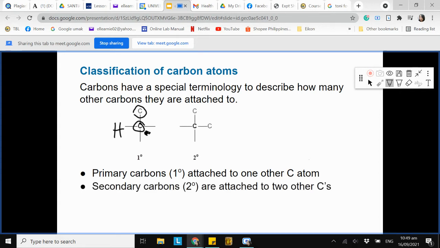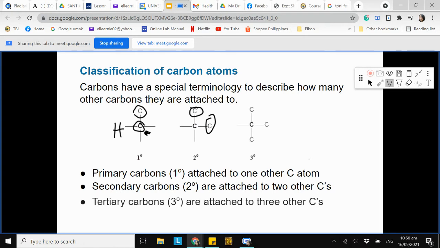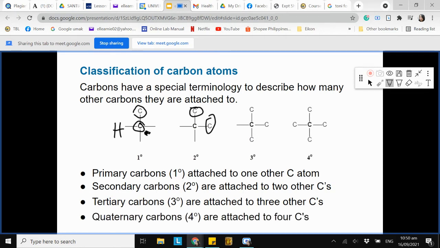The next one is a secondary carbon. Secondary carbons have two carbons attached to your central atom, and hydrogens attached to secondary carbons are also called secondary hydrogens. Not secondary carbons but hydrogens, kasi hydrogen sila. Then you have tertiary carbons, where three carbons are connected to the central atom. And then you have the quaternary carbons. There are four carbons attached to the central carbon.